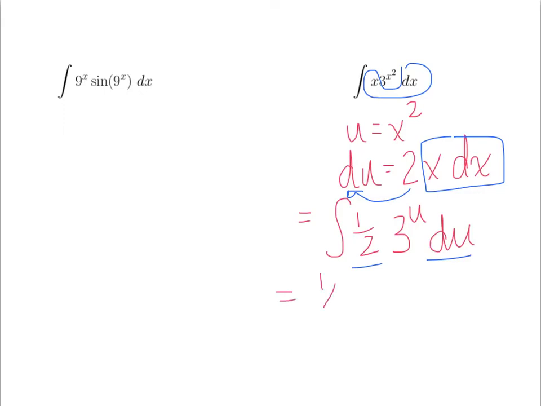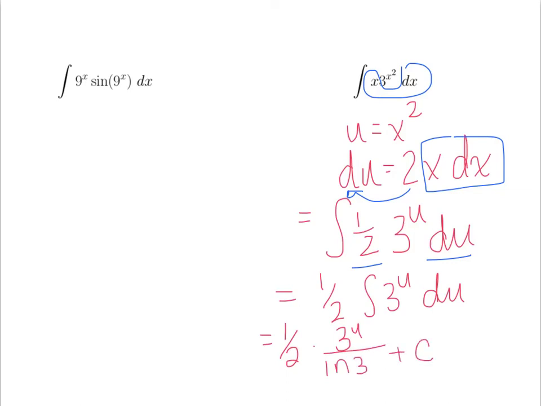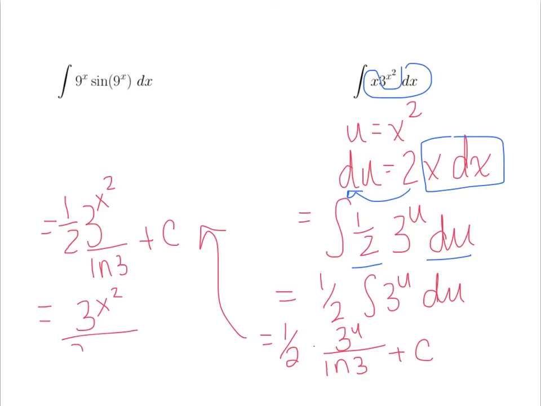And now we're just integrating 1/2 the integral of 3 to the u du, and that's 1/2 times 3 to the u divided by ln of 3 plus c. And remember, the only thing you need to do there is replace that u with x squared. A little bit nicer way to write that might be 3 to the x squared over 2 ln of 3 plus c. It's a little bit messy there. So that's your answer for that one.